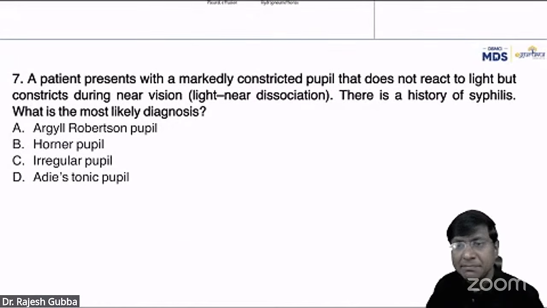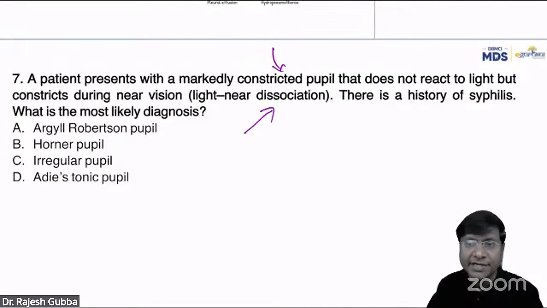A patient presents with a markedly constricted pupil that does not react to light but constricts during near vision. And there is a history of syphilis. What is the most likely diagnosis in this scenario? So what did you people mark here? There is no constriction to light, but there is constriction during the near response. What does that mean? That means constriction during accommodation. So the accommodation reflex is present, but the pupillary light reflex is absent.